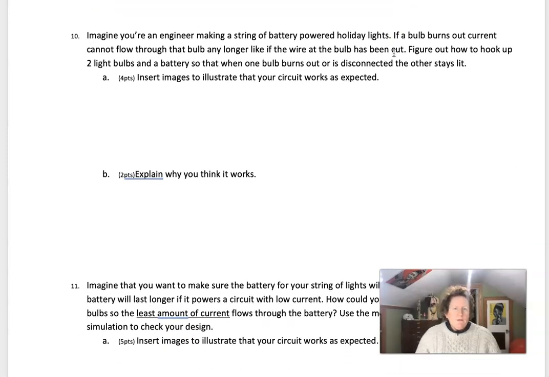So imagine you're an engineer making a string of battery-powered holiday lights. If a bulb burns out, current cannot flow through that bulb any longer, like if the wire at the bulb has been cut. Figure out how to hook up 2 light bulbs and a battery so that when one bulb burns out or is disconnected, the other stays lit.